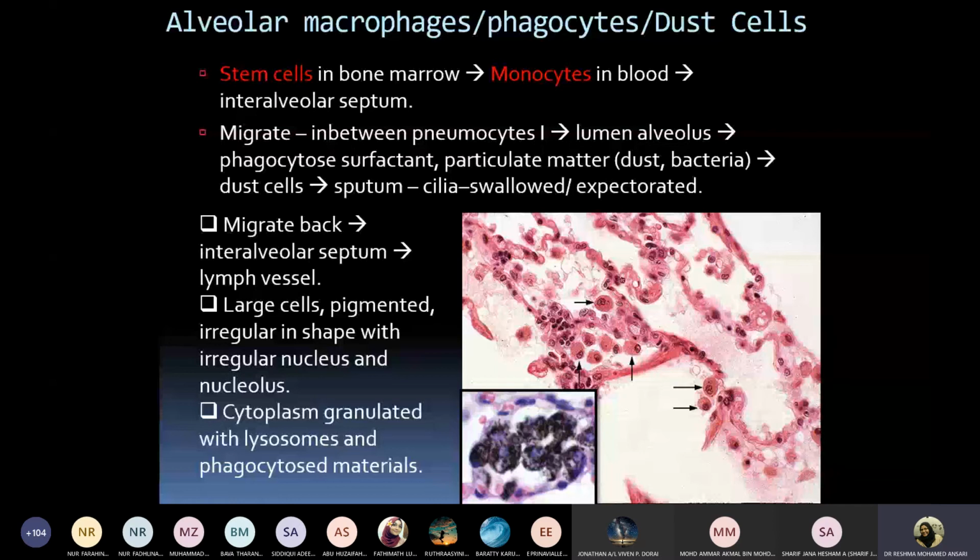Where do you find resident macrophages? Macrophages are constantly there. In which organ? Any idea? Macrophages are a moving population. We also call them transitory connective tissue cells. Where do they stay? Just to eat up all the bacteria and things. Any idea?